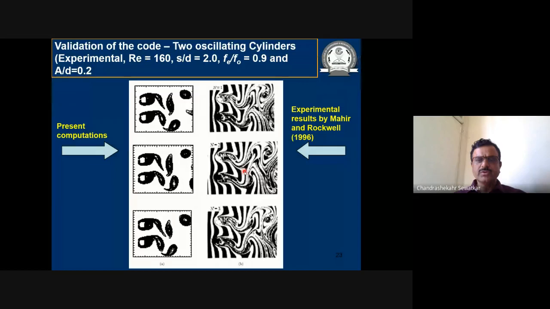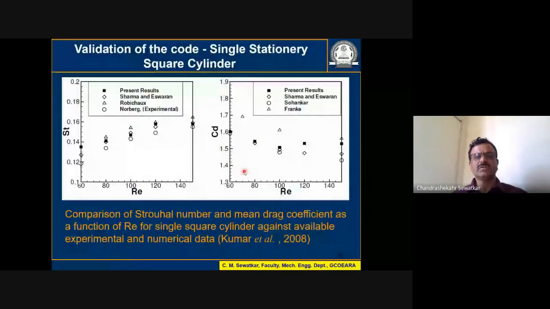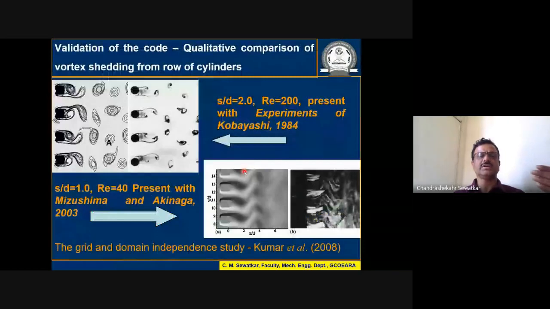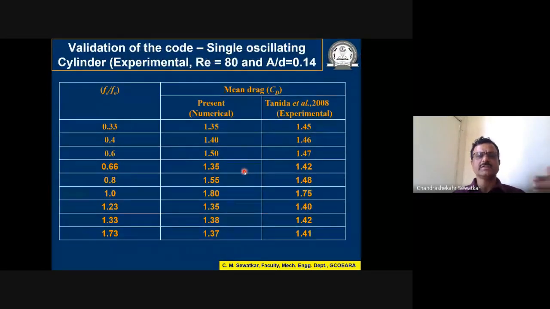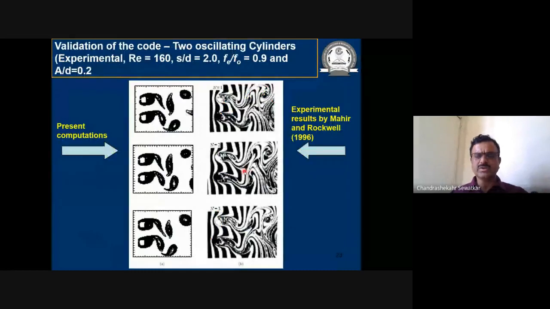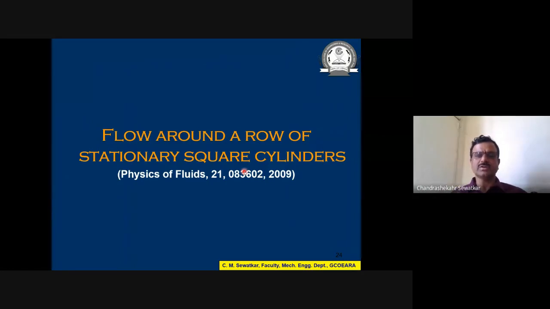So that's what we have done. We have done rigorous validation. You can see, for a single stationary cylinder, for multiple cylinders, for a single oscillating cylinder, and then for two oscillating cylinders. So we have carried out a good amount of validation of our code. Rigorously, the code is validated, and then we developed the confidence.